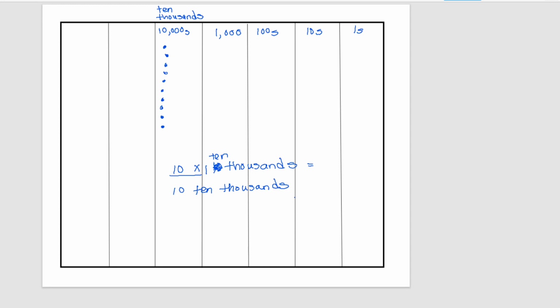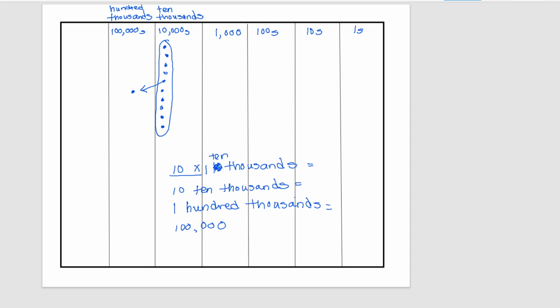So here we see we have 10 10,000s, which we can group together and exchange for the next larger unit. And that larger unit is 100,000. In unit form, 100 thousands. So we have 10 10,000s, and that is equal to 100,000 when we write it in standard form.